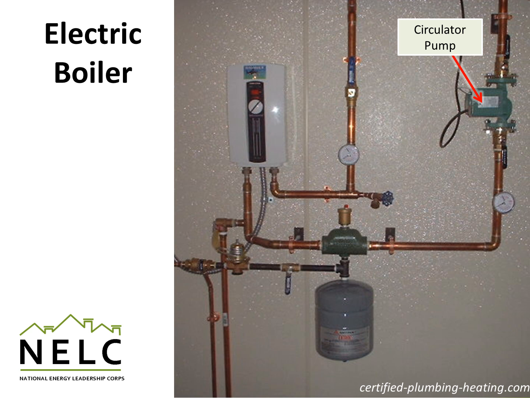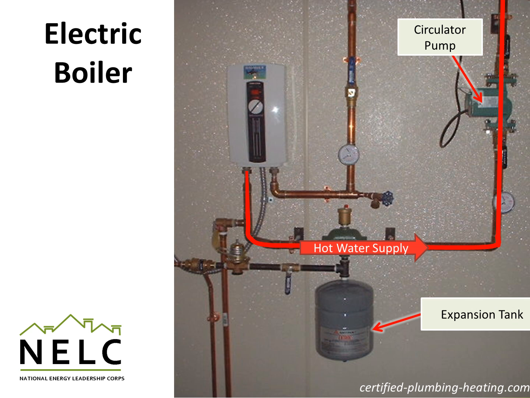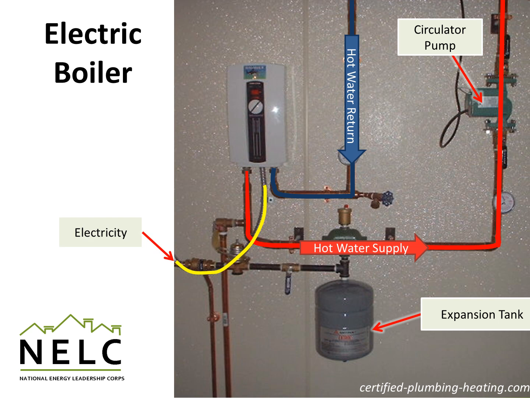It also has a high circulation pump to pump hot water through the house. In this case, there's a hot water supply line coming out of the boiler. An expansion tank identified here helps accommodate the shrinking and contraction of water as it heats up and cools off. Here's the hot water return line that goes back into the boiler, and the electrical line, because the fuel for this unit is actually just electricity.